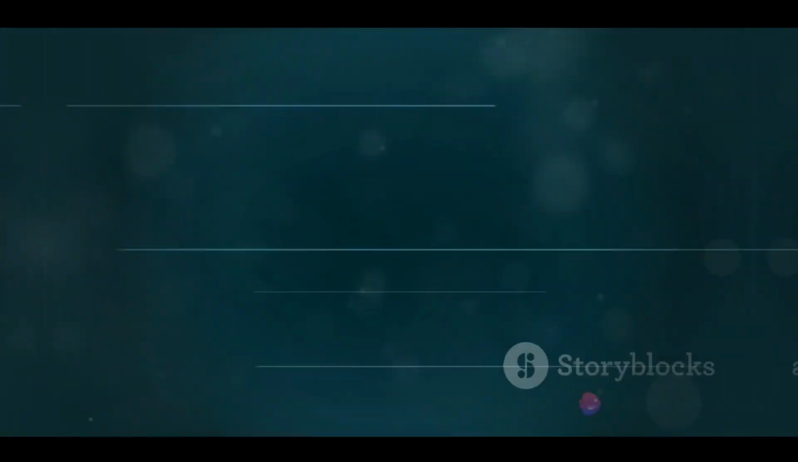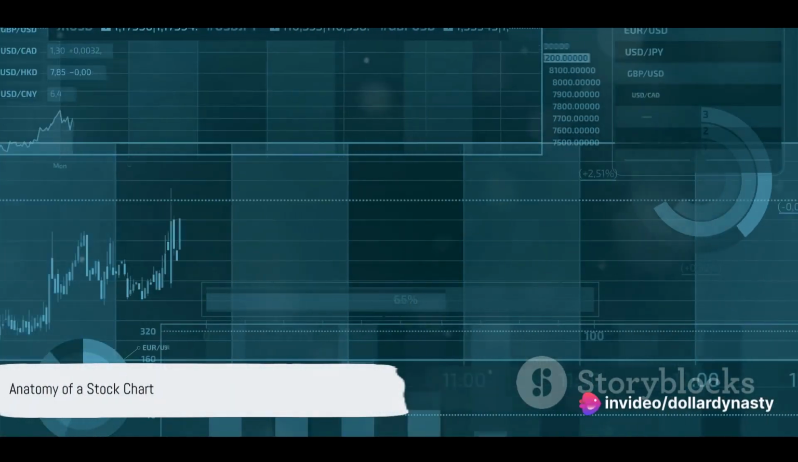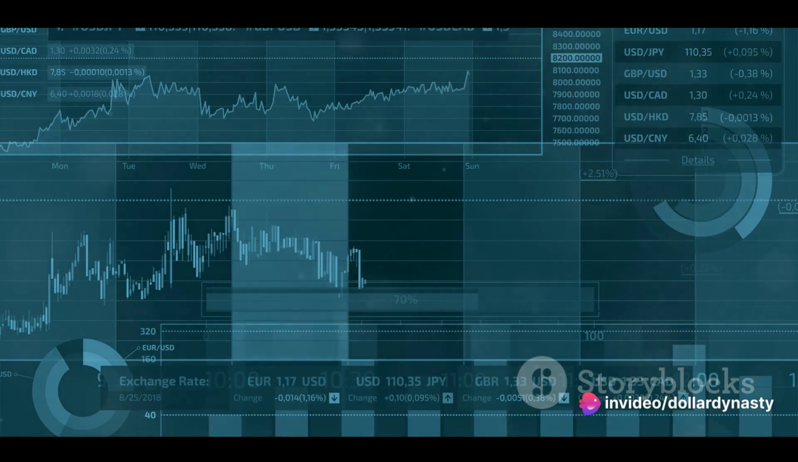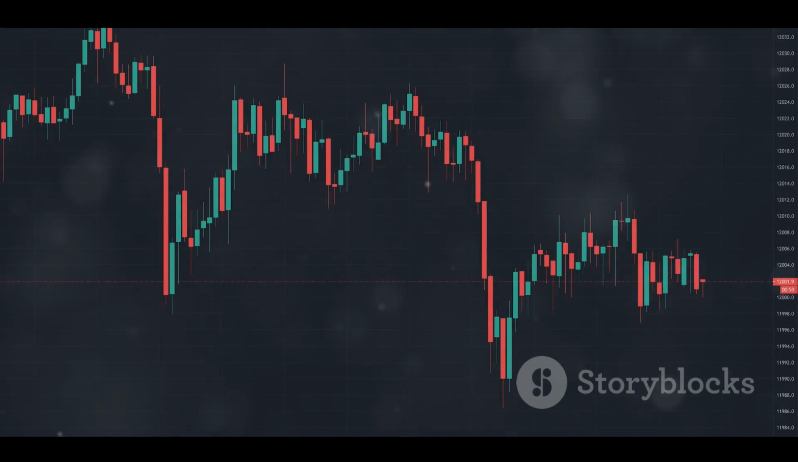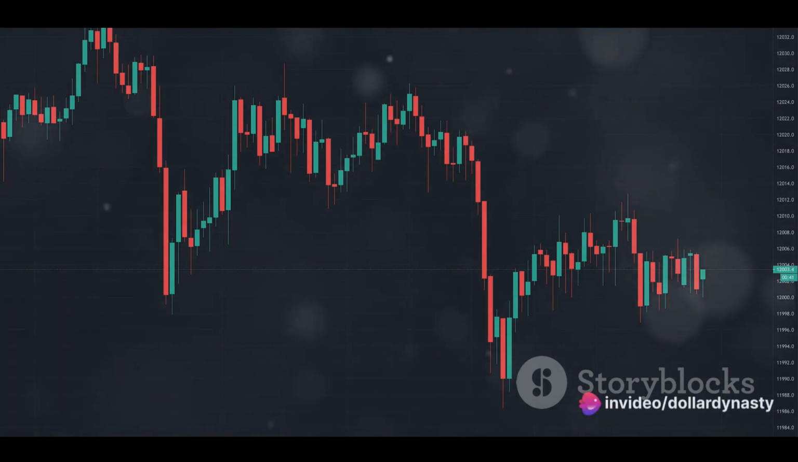Buckle up! Understanding a stock chart starts with knowing its basic components. Let's break it down. First, we have the price line. This line zigzags across the chart, representing the stock's price movement over time. It can go up, down, or move sideways, illustrating the dynamic nature of the stock market.